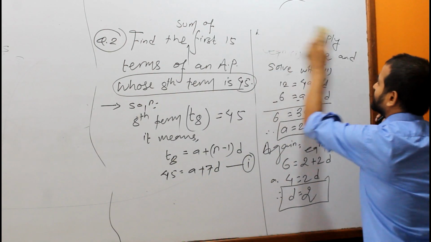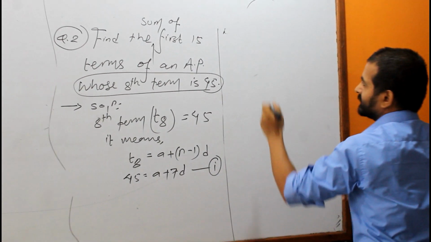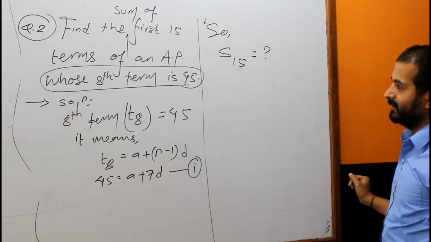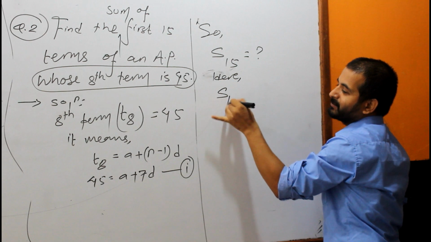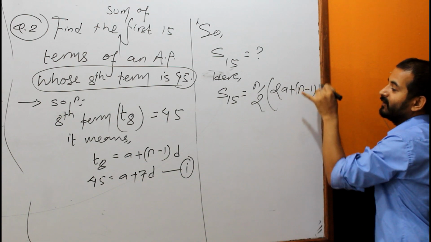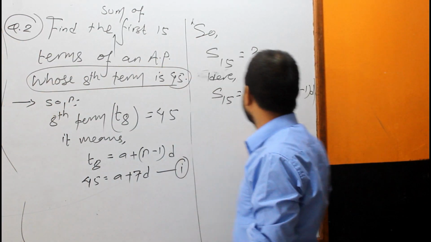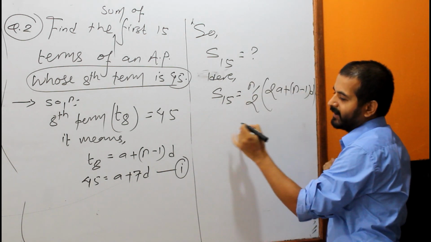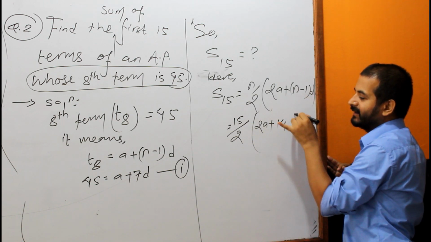Now look here, what the situation demands. Find the sum of the first 15 terms. So we have to find S15. S15 is equal to what? You know the sum formula: n by 2 times 2a plus n minus 1 d. Don't forget. I think it has been used multiple times, 5, 6, 7, 8 times. Don't forget the formula now. 15 means n is 15. So 15 by 2, 2a plus 15 minus 1, which is 14d.